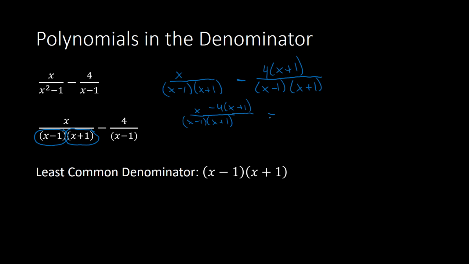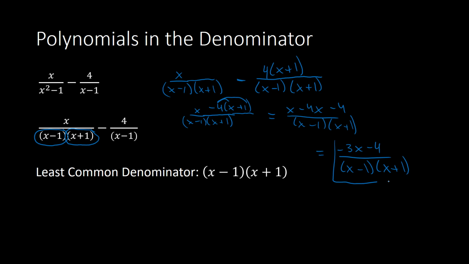So all I want to do now is distribute and simplify if needed in the numerator. Negative 4 times x gives you negative 4x. Negative 4 times 1 gives me negative 4. And x minus 4x would give me a negative 3x. So my final solution would be negative 3x minus 4 over (x minus 1) times (x plus 1).